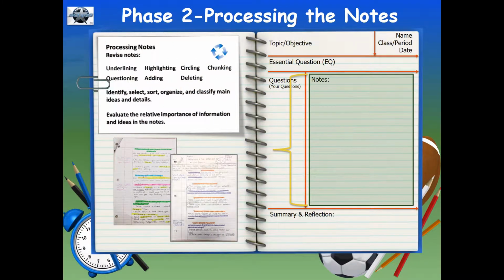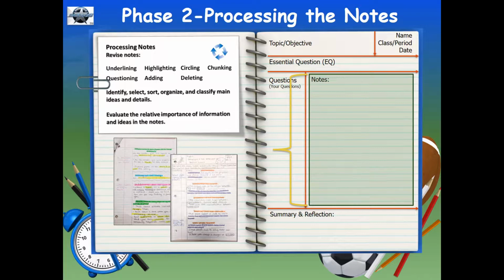Phase 2, processing the notes. Processing the notes means revising your notes, underlining, highlighting, circling, chunking, questioning, adding, and deleting. You gotta identify, select, sort, organize, and classify the main ideas and details in your notes. Evaluate the relative importance of information and ideas in the notes.